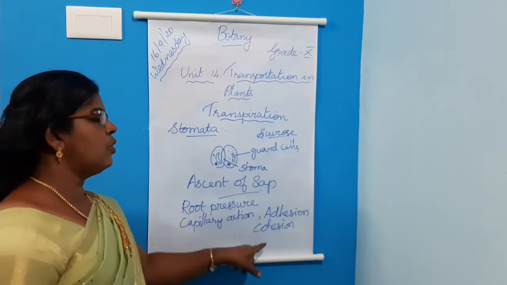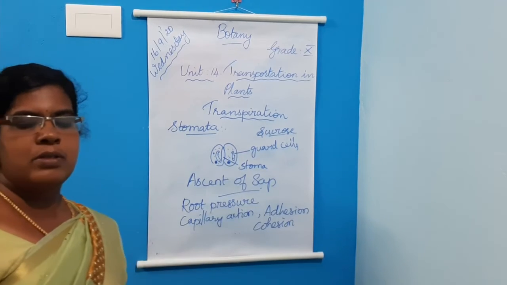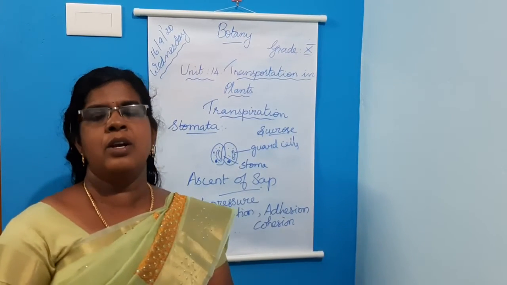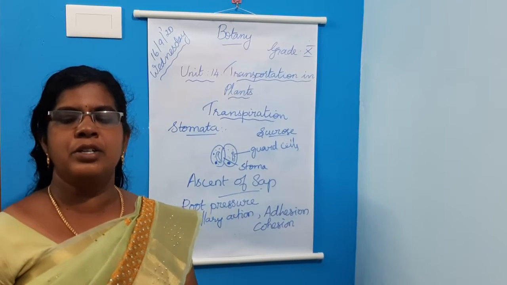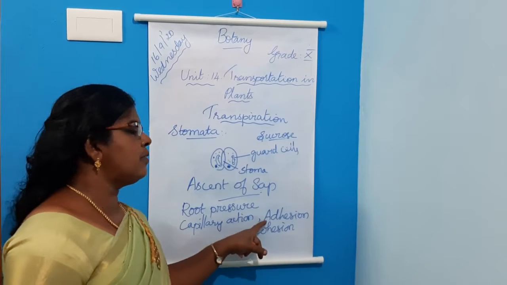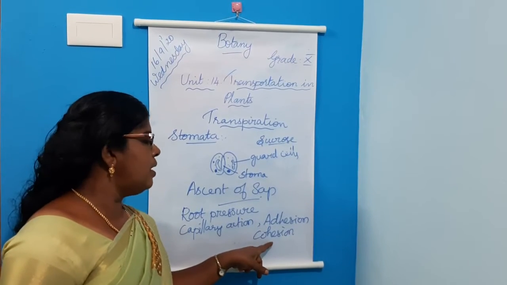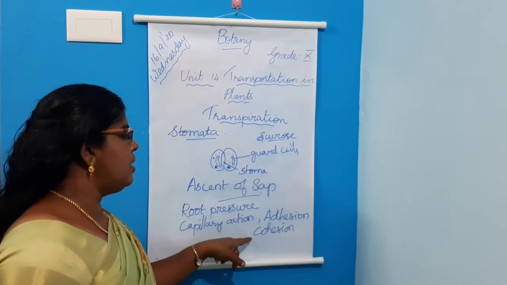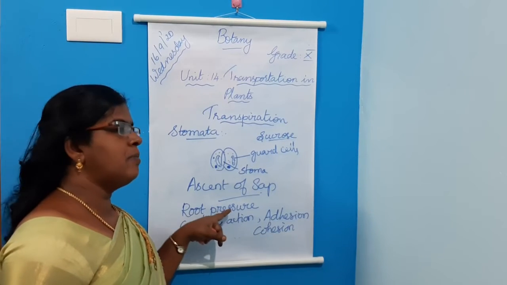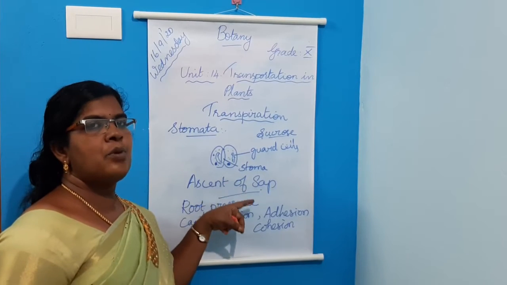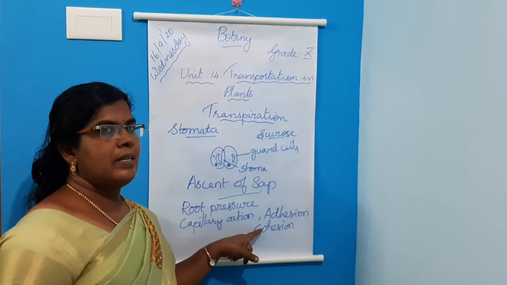Then adhesion and cohesion of water molecules. Because of adhesion, water molecules form a continuous column. Then the force of cohesion is the force of attraction between water molecules. This force of attraction between water molecules also helps to ascend the sap, or helps the water to rise inside a vessel.